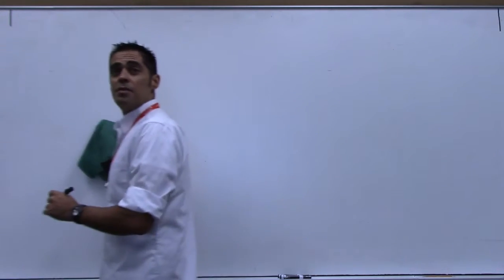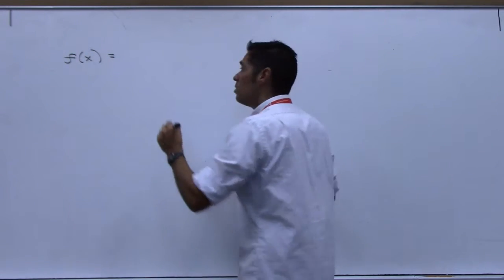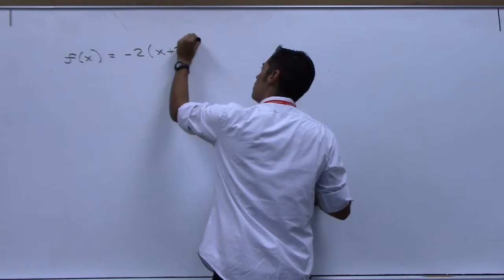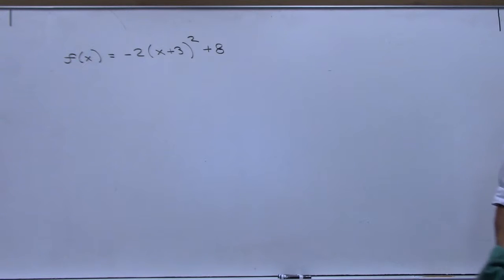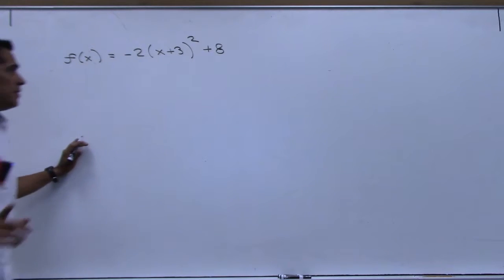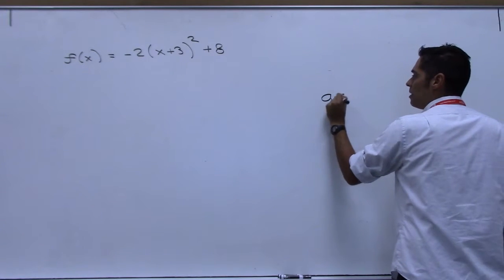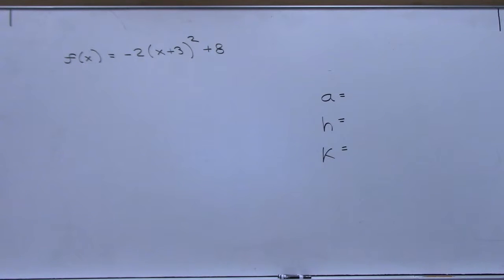So your first example is the function f of x equals -2 in parentheses x plus 3 squared plus 8. The instructions here are to convert this from standard form to expanded form. Do we all agree that this is in standard form? Yes? Okay, if you agree with that, then you should be able to tell me what A, H, and K are, just by looking at this.